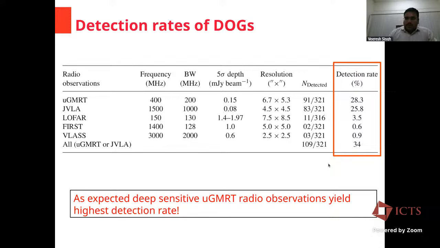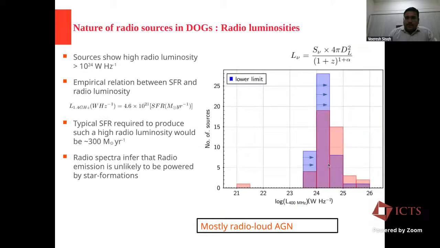And then we further analyze their properties, and what we are finding is that these are mostly radio loud AGN, because their luminosity is more than 10 to the power 24 watt per hertz. And if these were powered by star formation, then the star formation would have to be enormously high, something like 300 solar mass per year. But when we look at the radio SEDs or the radio color plot, these are unlikely to be powered by star formation because we see steep or flat spectra.